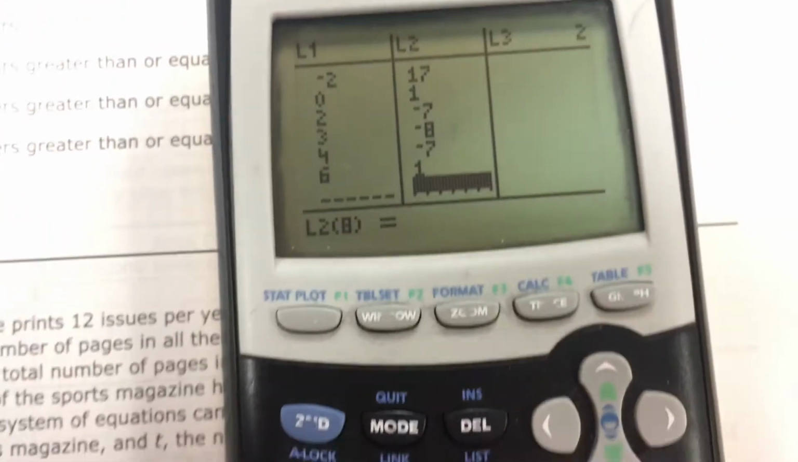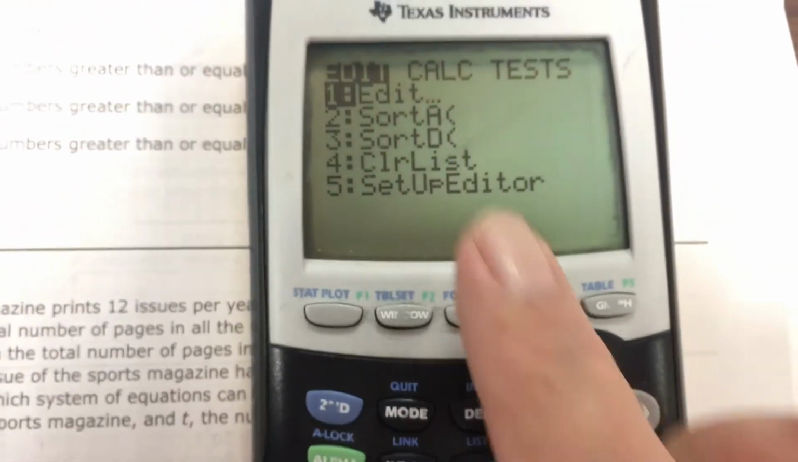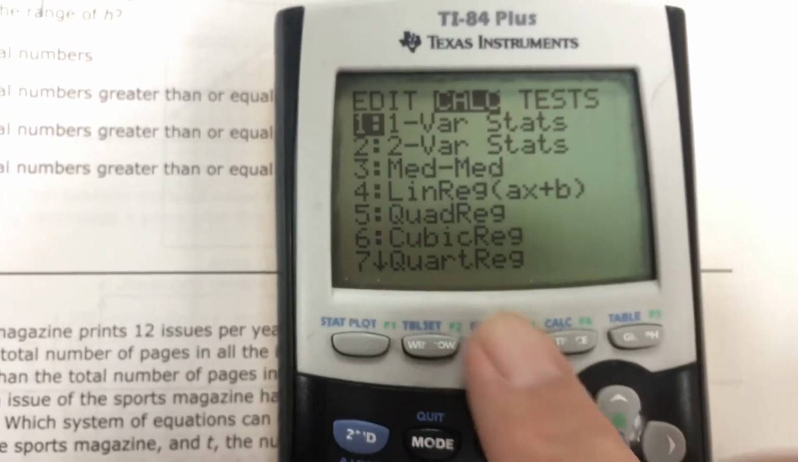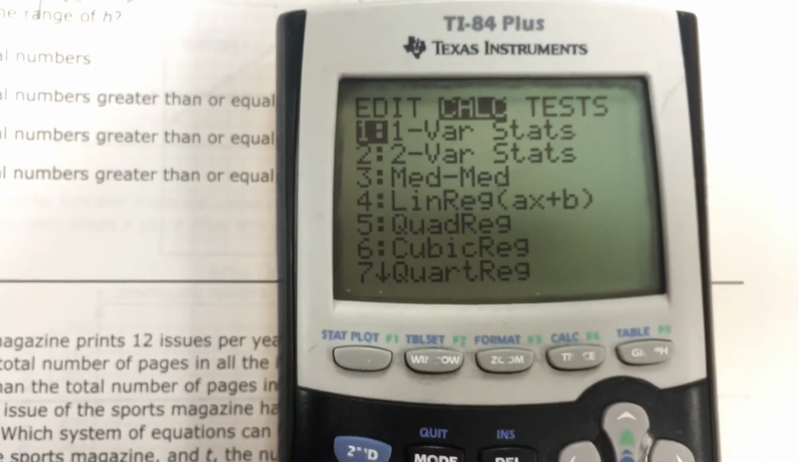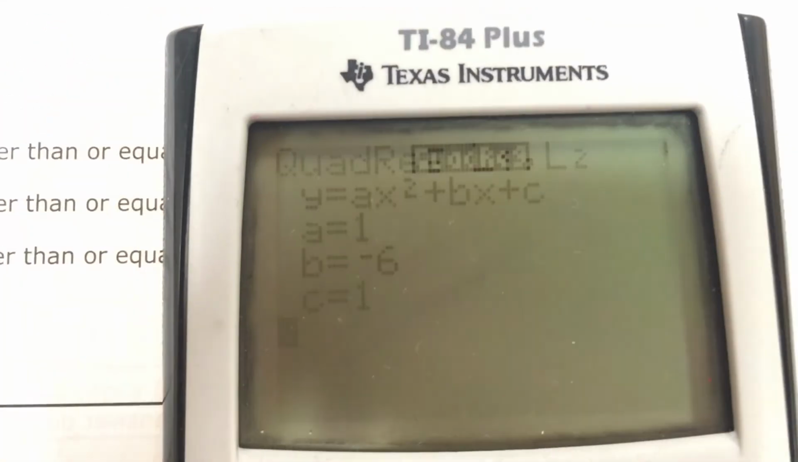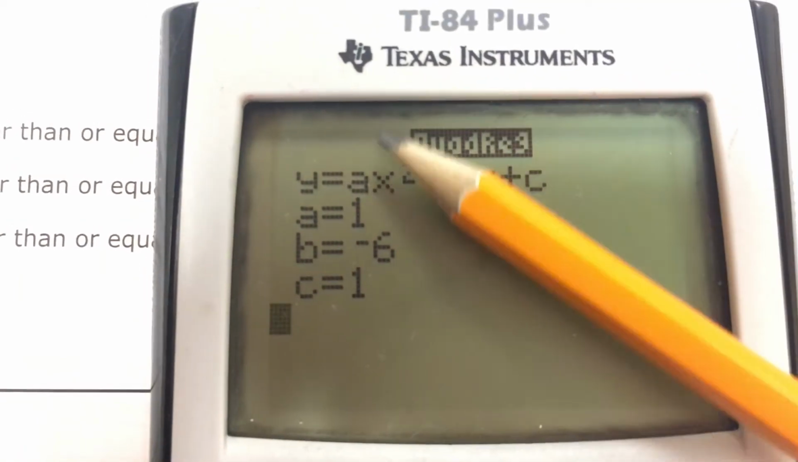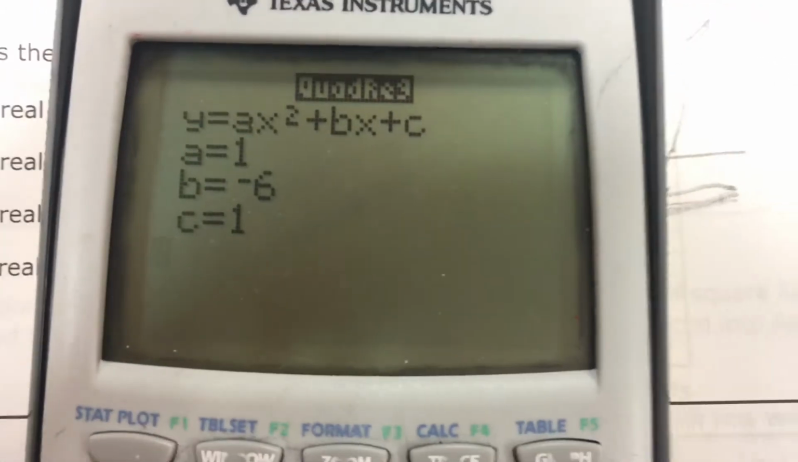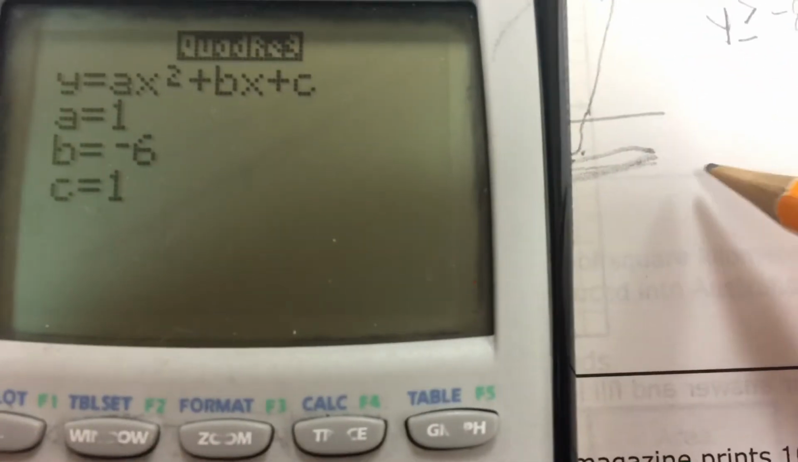Go back to stat. We want to go over to calc by pushing to the right. Number 5 for quadratic regression. Hit enter a couple times, and they give us an equation of that graph. So let's take that equation.